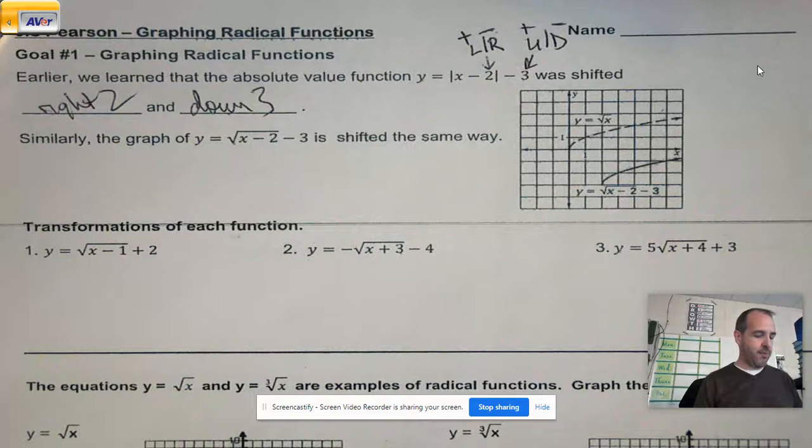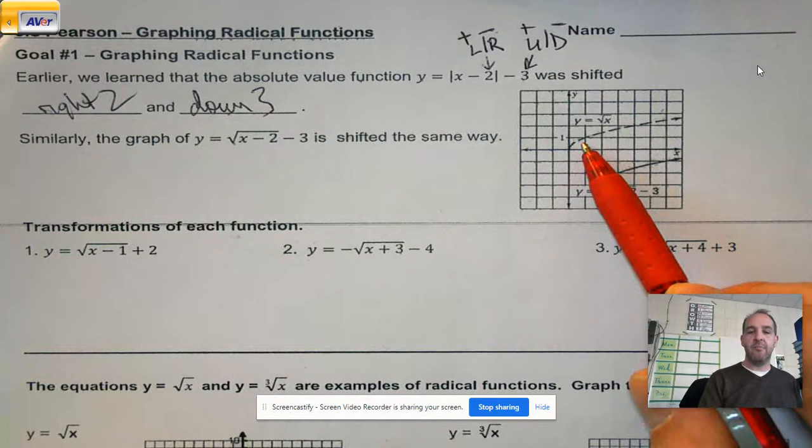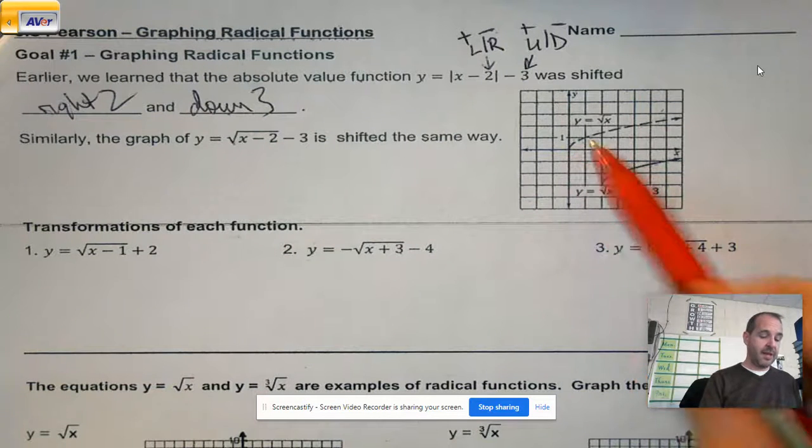Now, I'm not going to write it all back in again. It's the same thing. But here is my graph of my mother function. Be careful when you say that. That can come across the wrong way. And here's the actual answer.